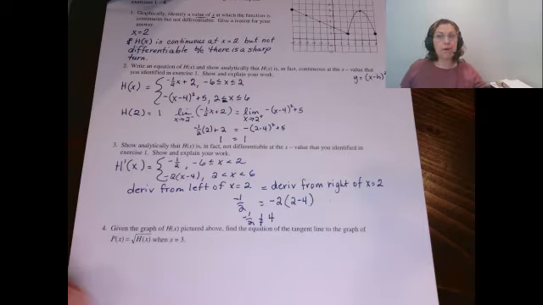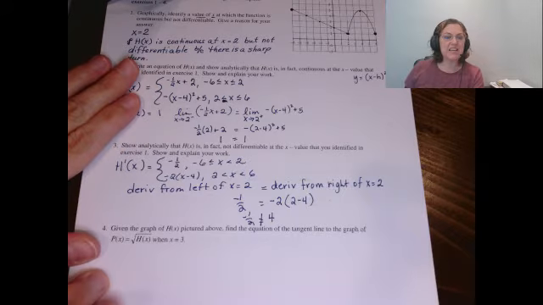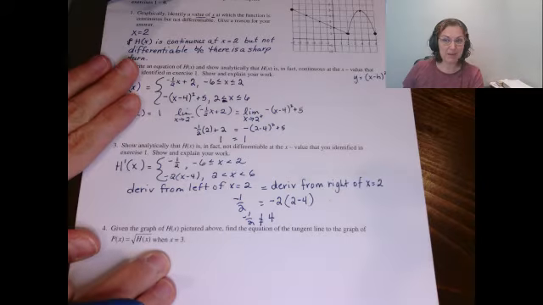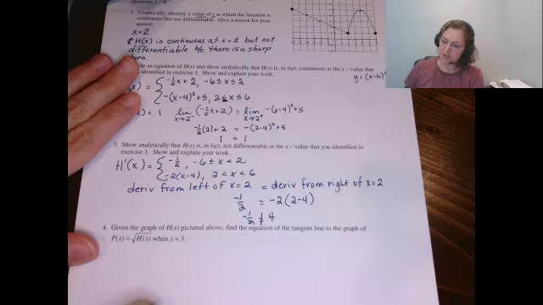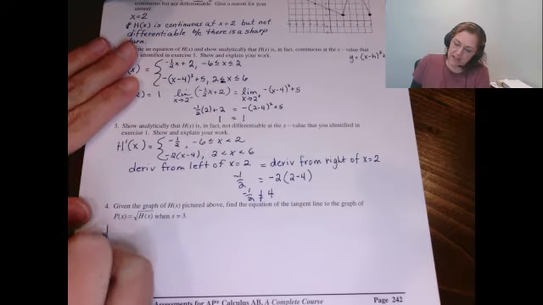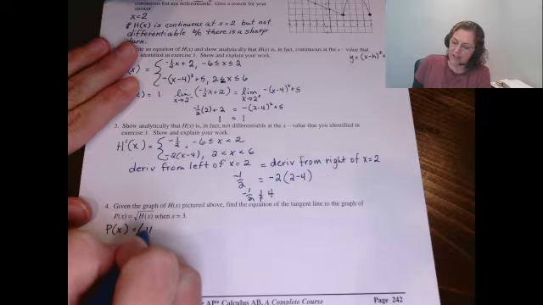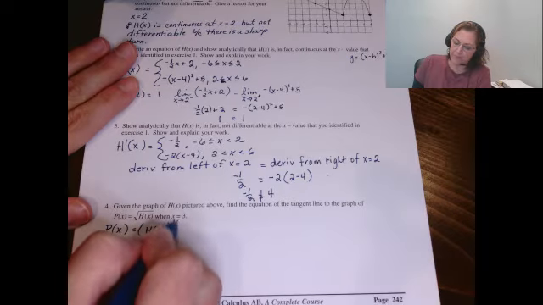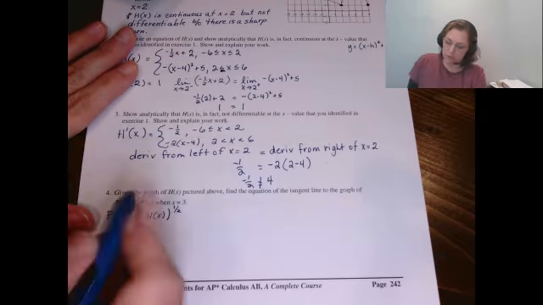Okay, good problem coming up next in number 4. We're asked to find the equation of the tangent line of p of x if p of x is defined as the square root of h of x. All right, so let's see. I'm going to go ahead and rewrite this as h of x to the 1/2. And let's get the derivative so that we can find the slope.